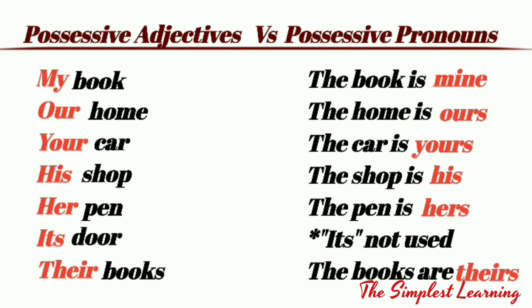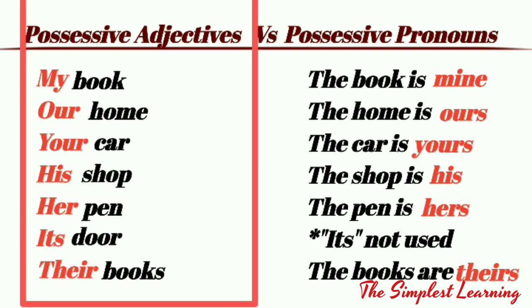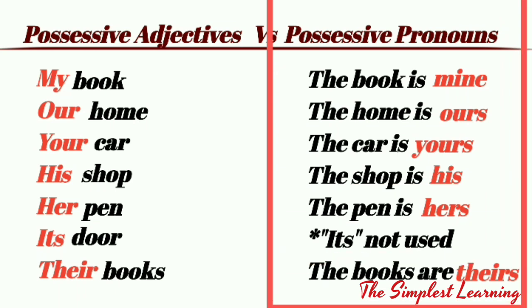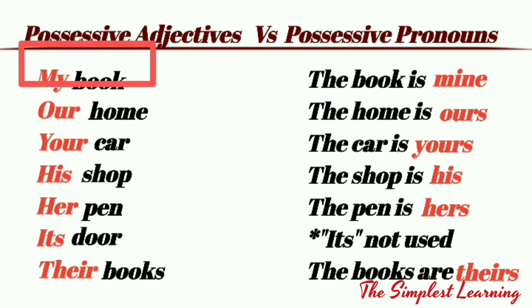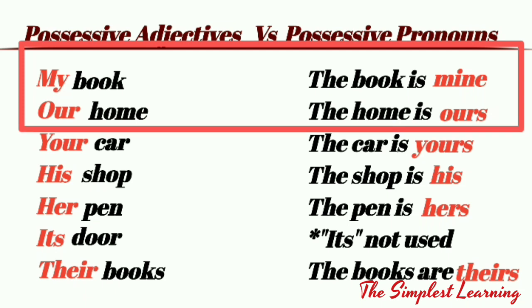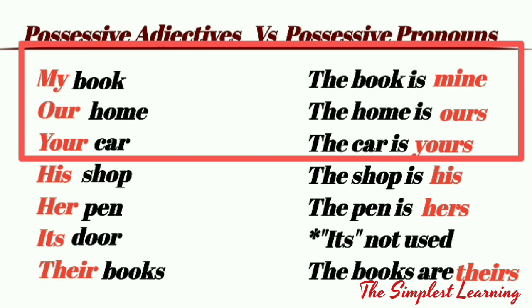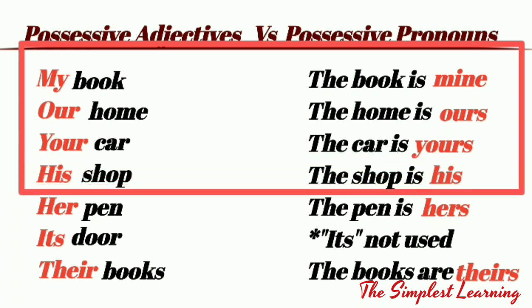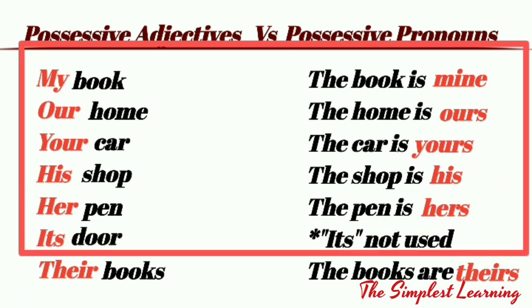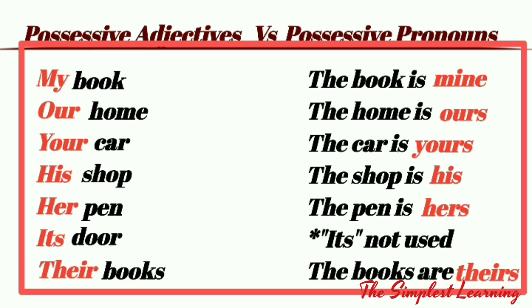Now look at this table. These are the examples of possessive adjectives and these are the examples of possessive pronouns. My book, the book is mine. Our home, the home is ours. Your car, the car is yours. His shop, the shop is his. Her pen, the pen is hers. Its door, their books, the books are theirs.